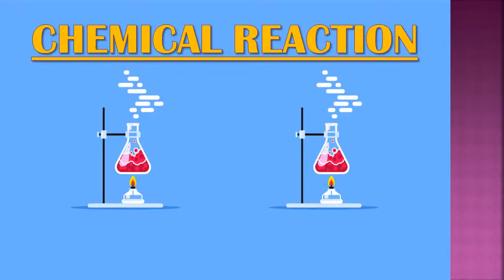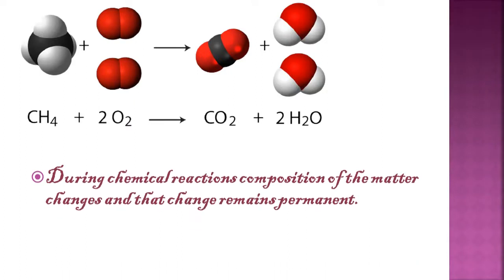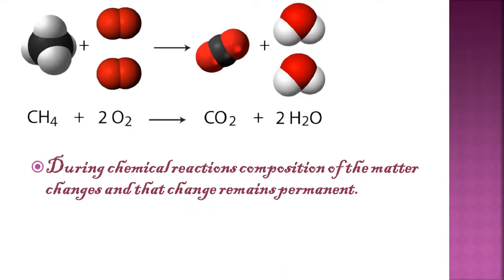Now our next topic in this lesson is the chemical reaction. Let's see what a chemical reaction is. Some scientists of the 18th and 19th century carried out fundamental experiments on chemical reactions, and they proved from their experiments that during a chemical reaction the composition of matter changes and the change remains permanent. You can observe the above example of methane.